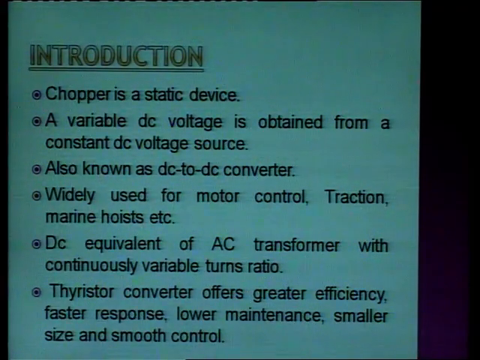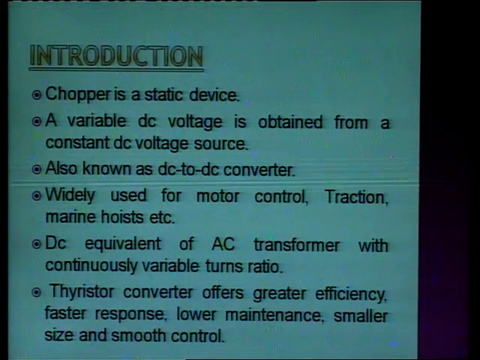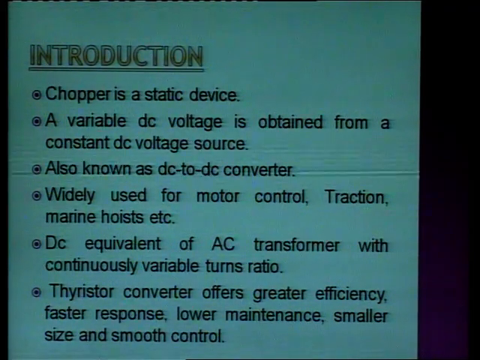Mainly, choppers are very effective as far as the drives in machines are concerned, and we can also call this the DC equivalent of an AC transformer. What we do in an AC transformer is that we get a different voltage level using the transformer. Here also we are getting different voltage levels of DC, because transformer action in DC is not possible. So, how to get a variable DC supply? It is possible with the help of this chopper device.